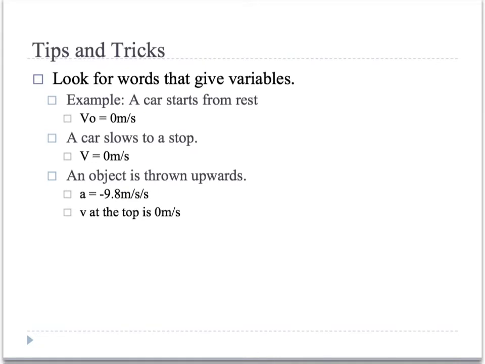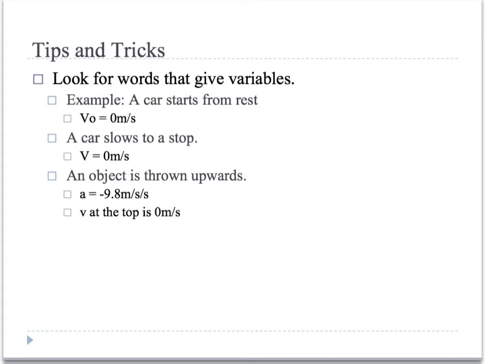Here's a couple tips and tricks for story problems. A lot of times in a story problem, they will use words that will actually be telling you a variable. So here's a few examples of things to look for. They might say, a car starts from rest. That means the initial velocity is 0, even though they don't come out and say v0 equals 0. You can figure it out from reading the problem.